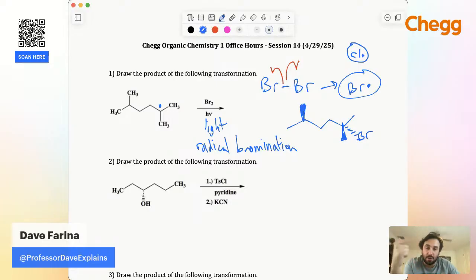If you let this go for a long time, you will get the dibromination product. You would get another bromine right here, right? If we just let this sit around for long enough, you're going to get another bromine radical interacting with the other tertiary carbon bromine bond. But usually on an exam, if you're looking at radical bromination, you're probably just being asked about the monobromination product.